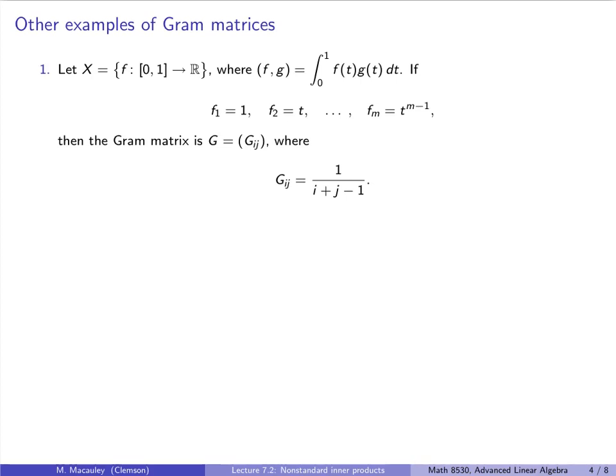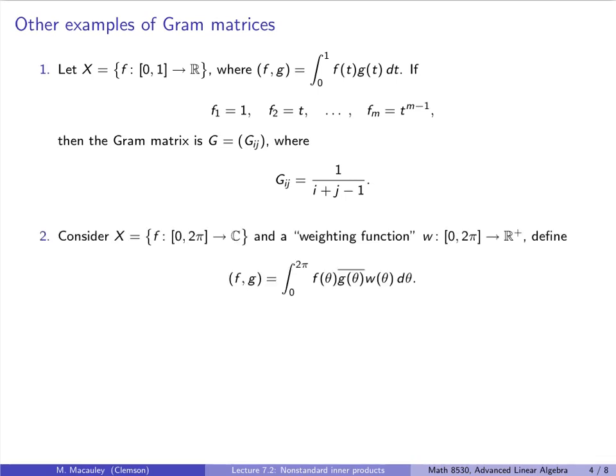If we take the m vectors that are the smallest powers of t, so t to the 0th, t to the 1st, up to t to the m minus 1, then the corresponding Gram matrix is G, where the ijth entry is easily computed by just integrating t to the i minus 1 times t to the j minus 1, from 0 to 1, and a very simple calculus exercise gives us that that is 1 over i plus j minus 1.